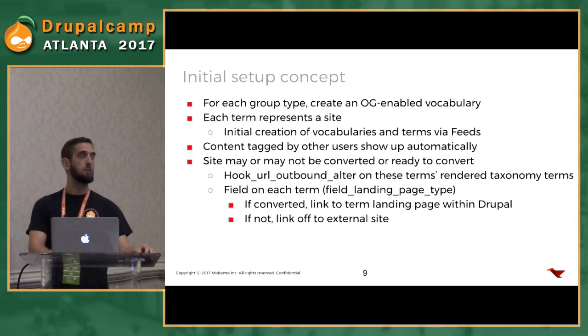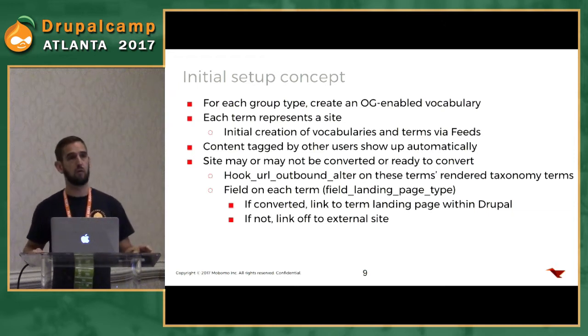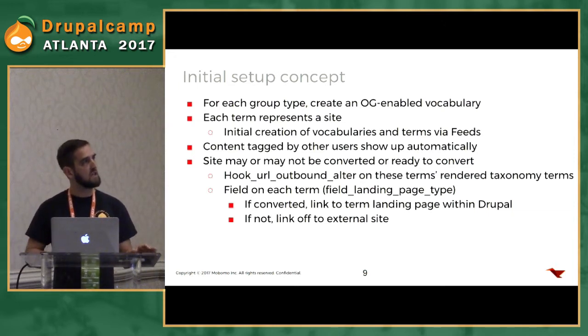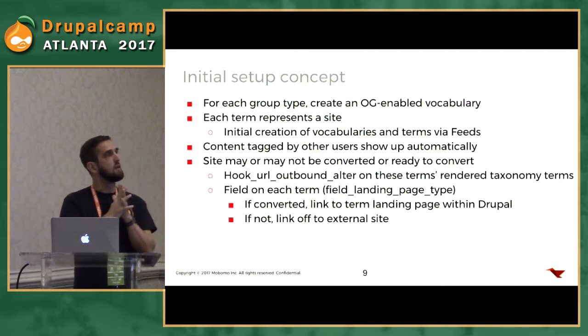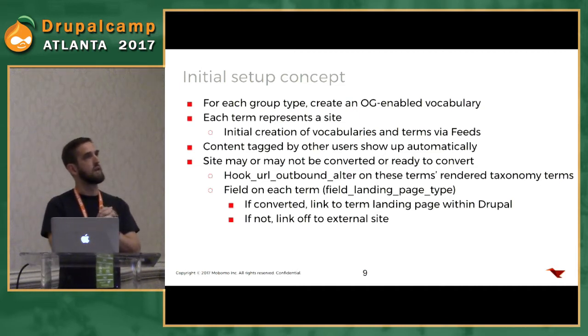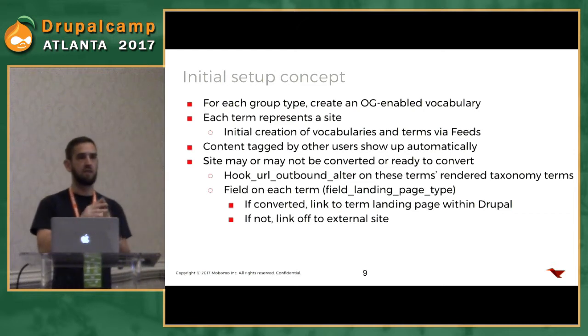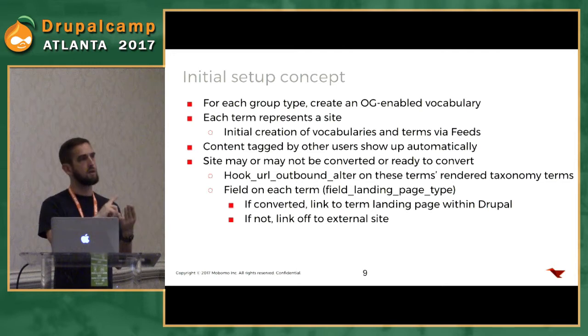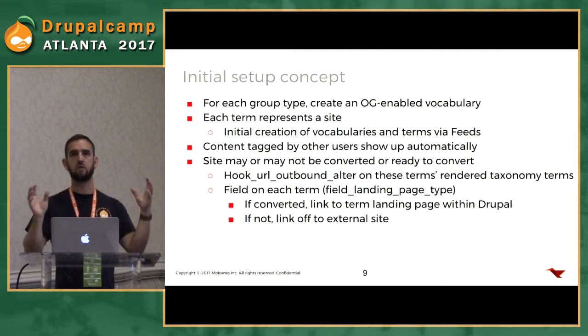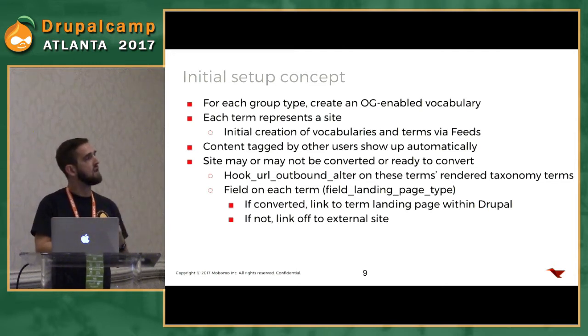So I'm going to try and blow through these slides, by the way. I'd rather show you more than talk. So for each group, we needed an OG-enabled vocabulary. So we have a cost centers vocabulary. We have a mission areas vocabulary. So this goes back to the high-level structure of the organization itself.